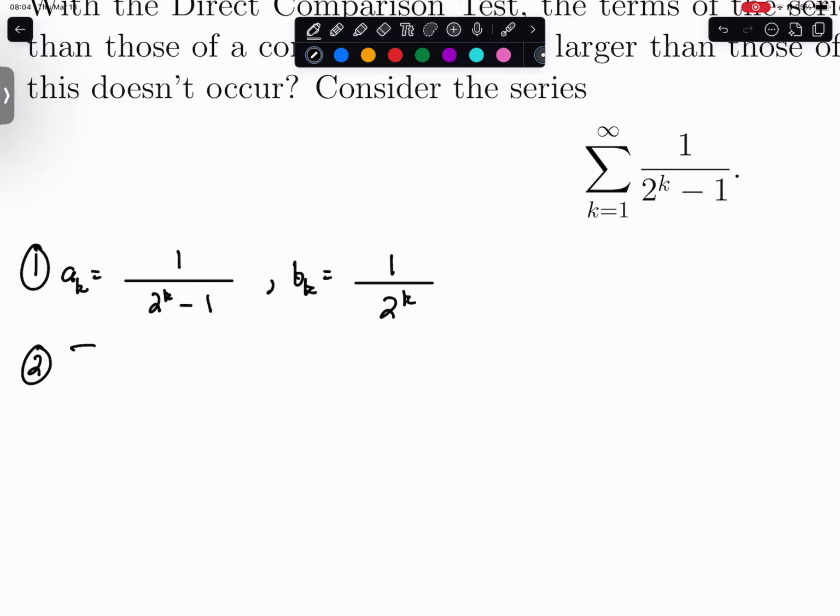If I were to throw that in a sum and check convergence or divergence of that, notice that after some manipulation, 1 over 2 to the k is the same as 1/2 all to the kth power. So that's a geometric series. Not only that, my common ratio is 1/2, which is smaller than 1. So this series actually converges by the geometric series test.